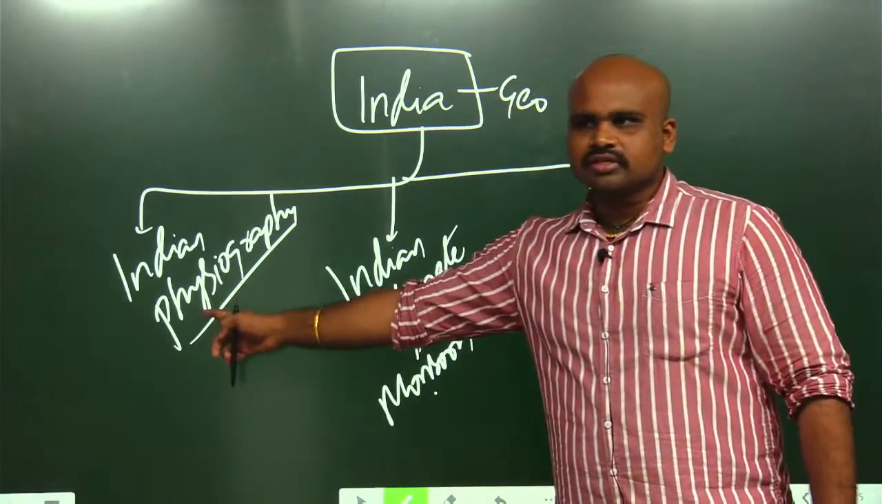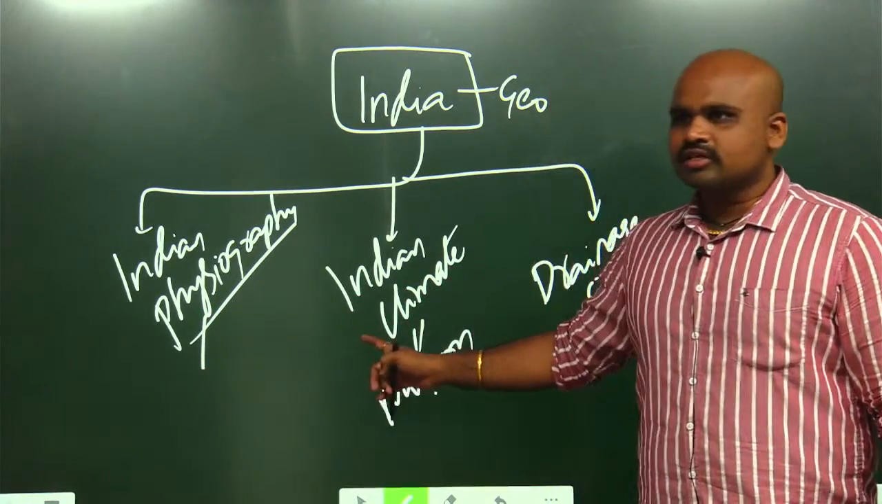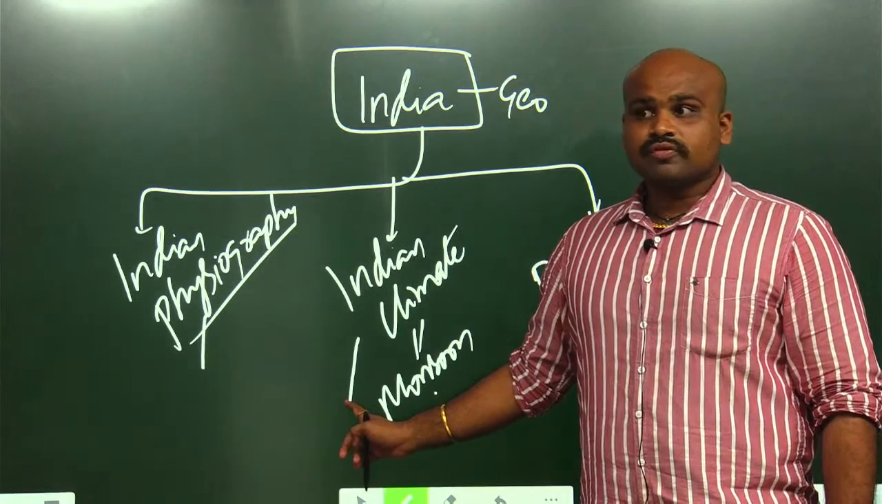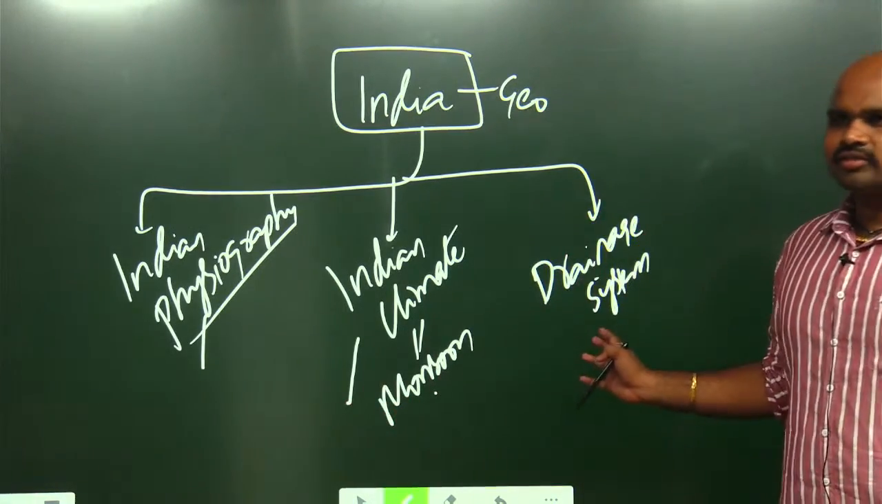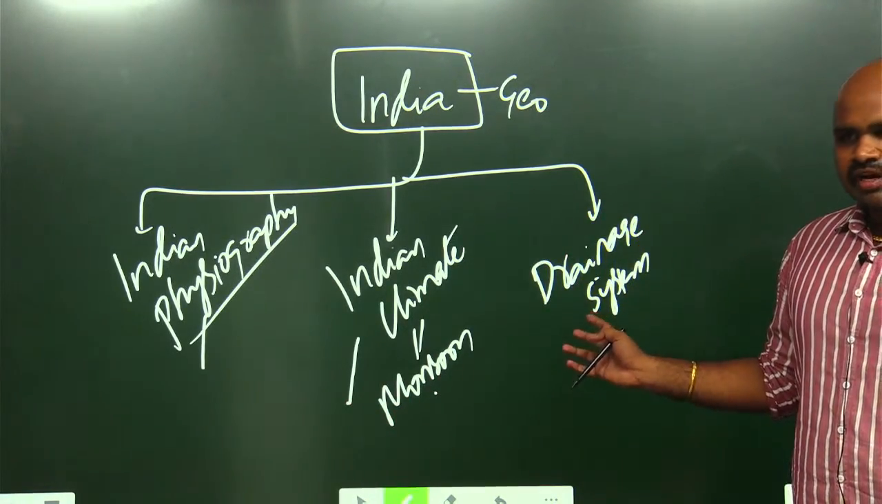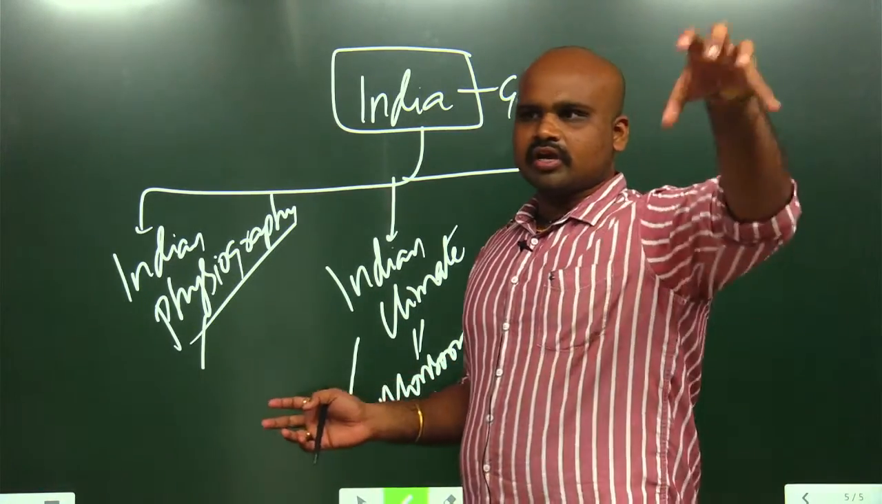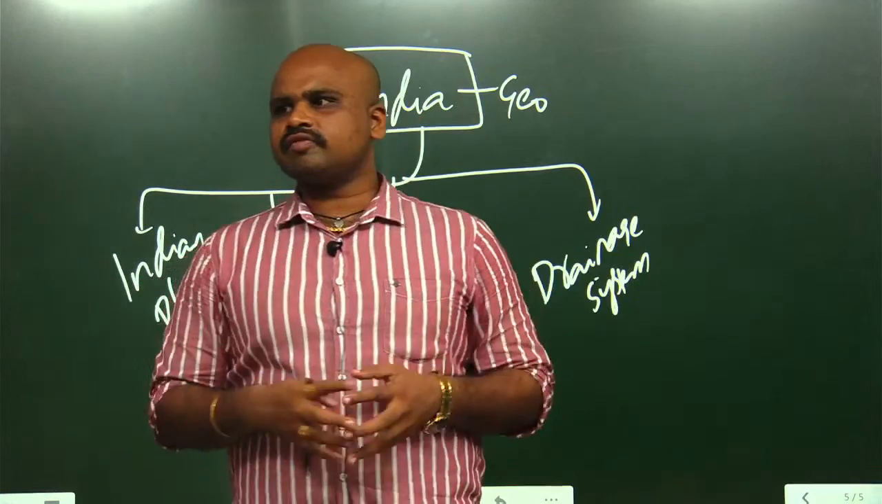Because this is geomorphology, this is climatology. What is left? Oceanography or hydrosphere aspect, drainage systems. I would study the riverine system, I would study what is the fundamental difference that exists between your Himalayan rivers as well as your peninsular rivers.